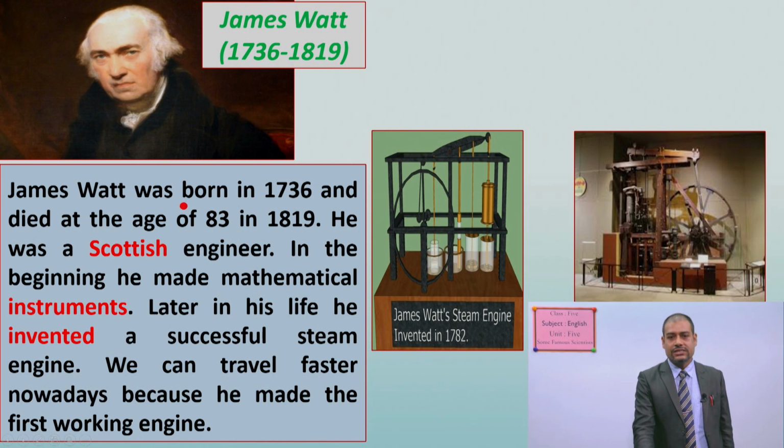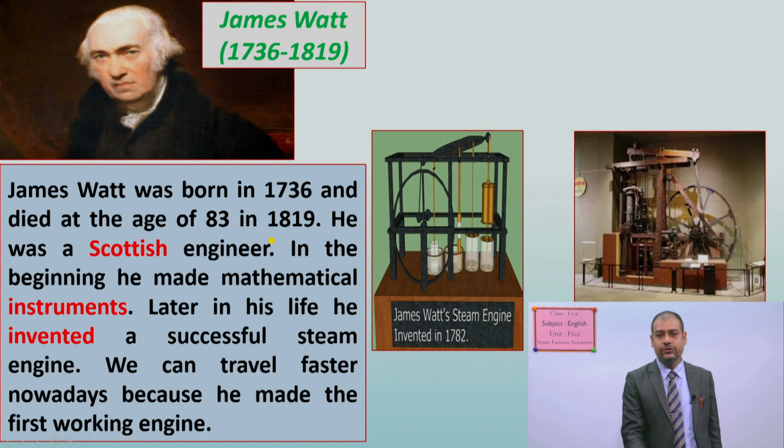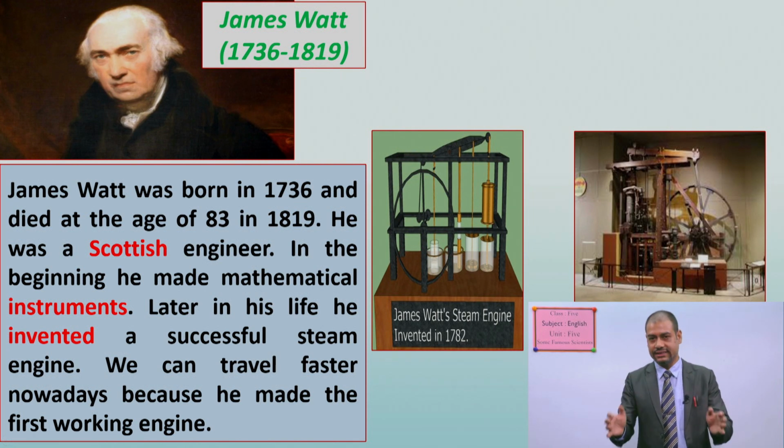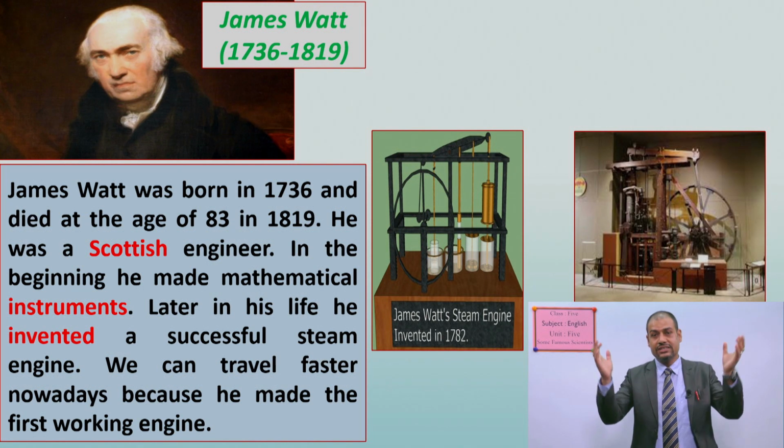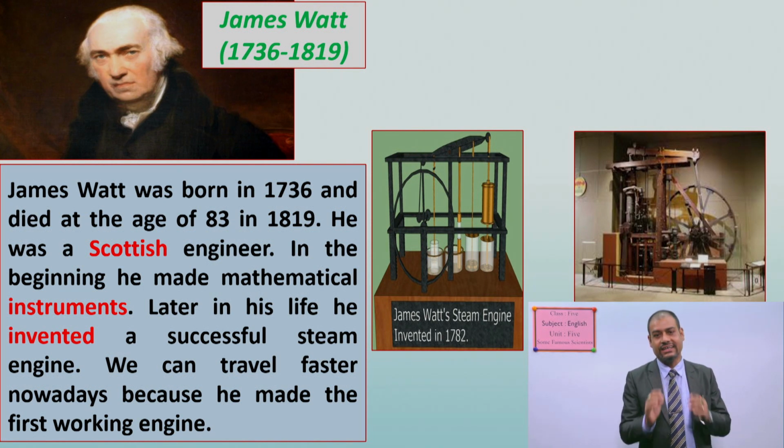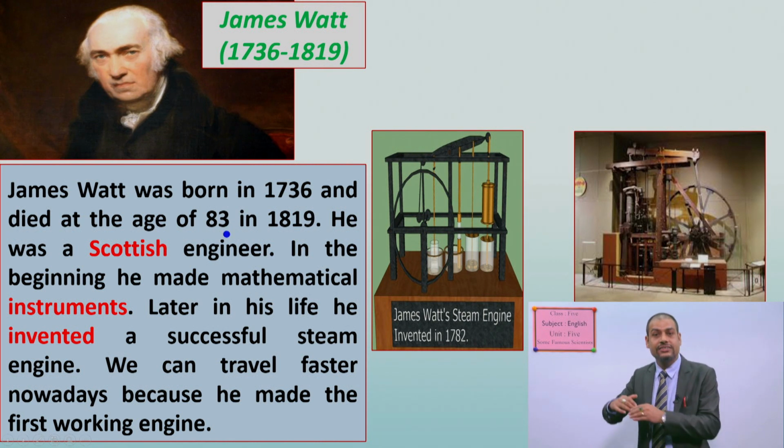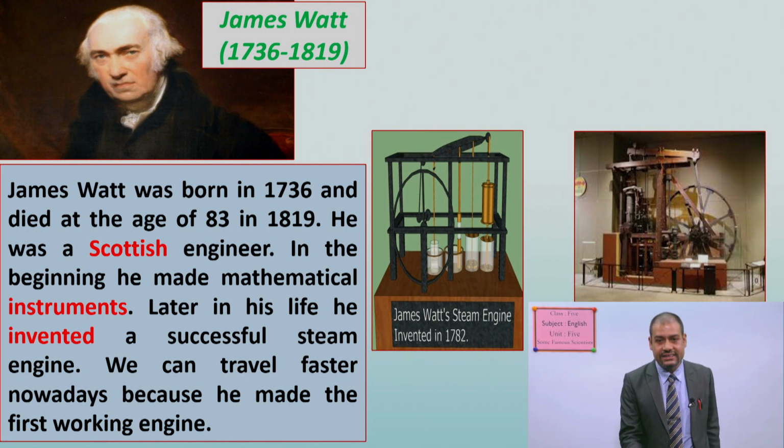James Watt was born in 1736 and died at the age of 83 in 1819. Dear students, don't forget, the date of birth of James Watt was 1736. It means in that year, 1736, James Watt was born. Okay? And how long did he live on this earth? Yes, he lived for 83 years. Okay? At the age of 83 years, then he died. And the year was 1819.